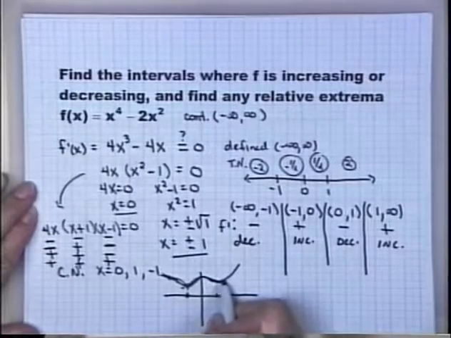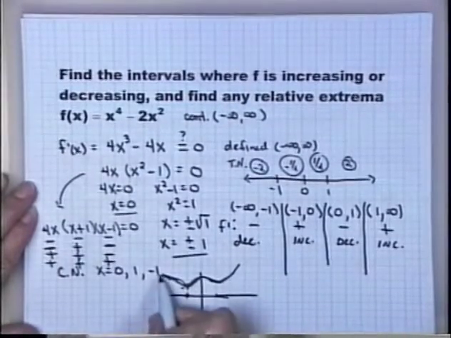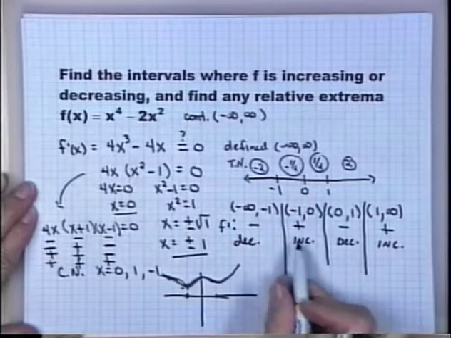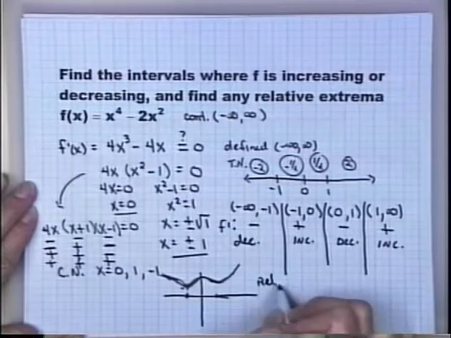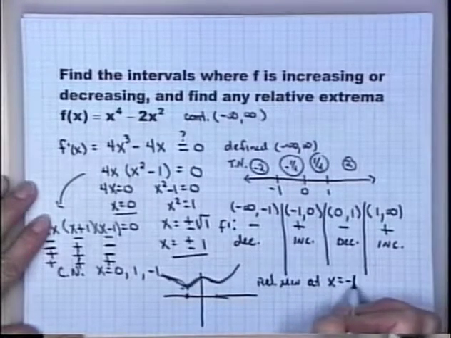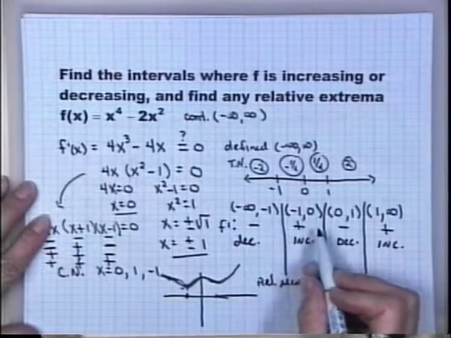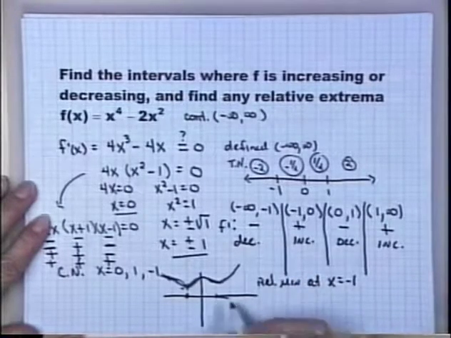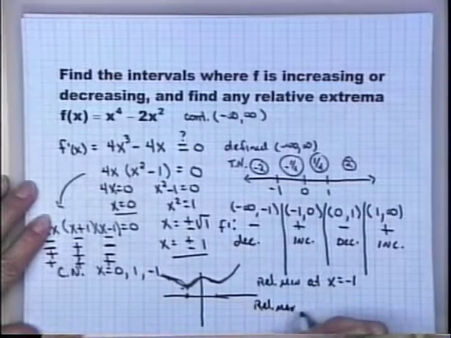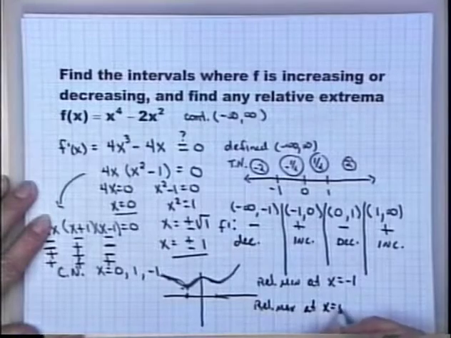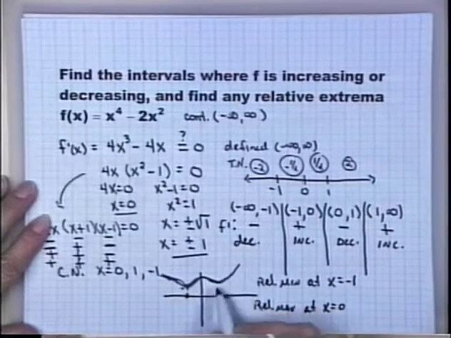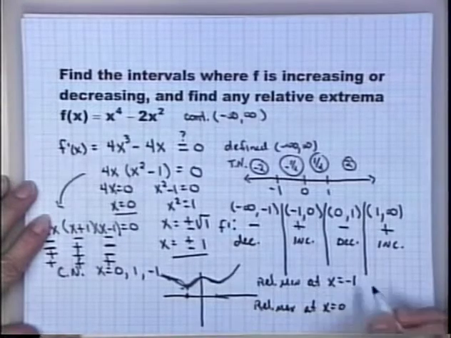So it was decreasing, increasing, decreasing, increasing. Notice where we changed from decreasing to increasing, we went through a low point. Decreasing to increasing. So we have a relative minimum, a low point, at x equals negative 1. We went from increasing to decreasing, so we had a high point. So we have a relative maximum at x equals 0. Then again, we went from decreasing to increasing, so from down to up, we went through another low point at x equals 1.